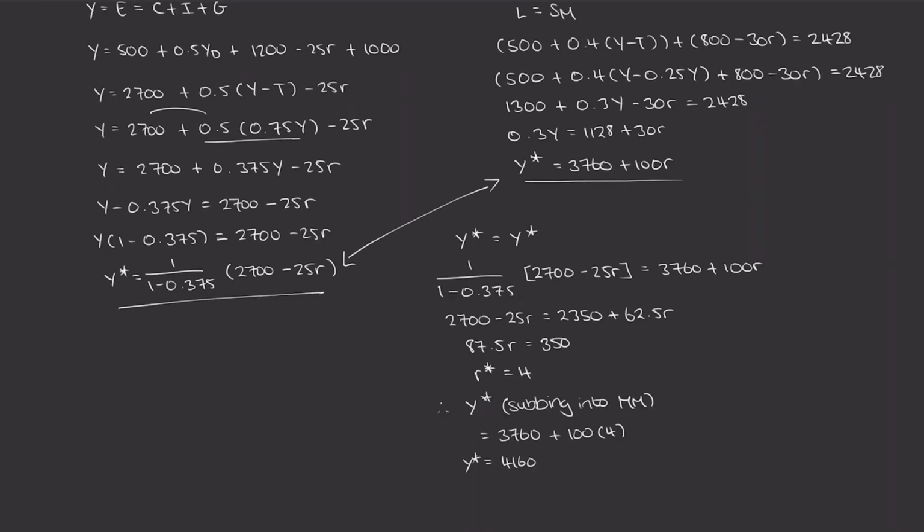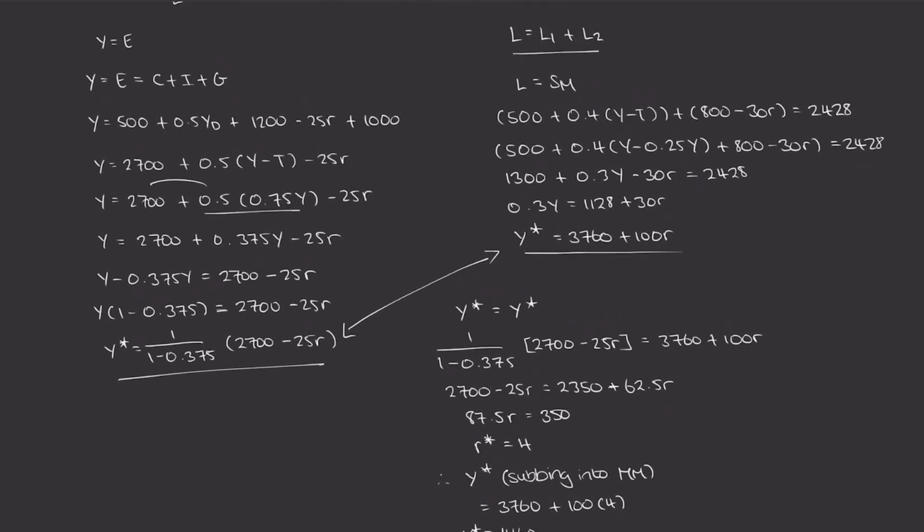Okay, so if you got the answer correct, if you were following along and doing the question before me, you should have got the answers r equals 4% and y star equals 4,160. So yeah, hopefully that made sense.